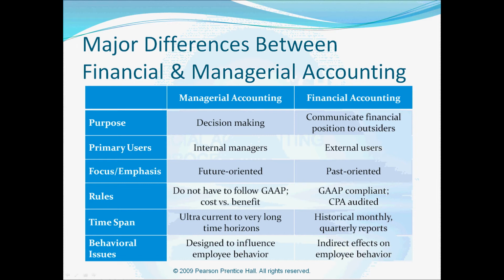This shows the major differences between financial and managerial accounting. Managerial accounting is for decision making used by internal managers. It focuses on the future, does not have to follow anything, and basically it's to prepare for what's to come for a company internally. But financial accounting is to communicate financial position to outsiders. It's for external users, it's past oriented, and it has to be GAAP compliant and CPA audited. You have to look at quarterly reports and 10Ks, and it indirectly affects employee behavior.